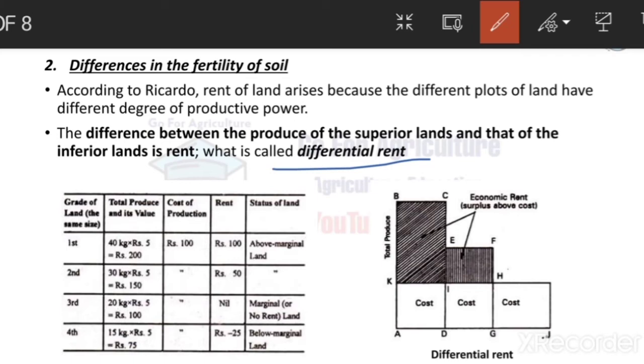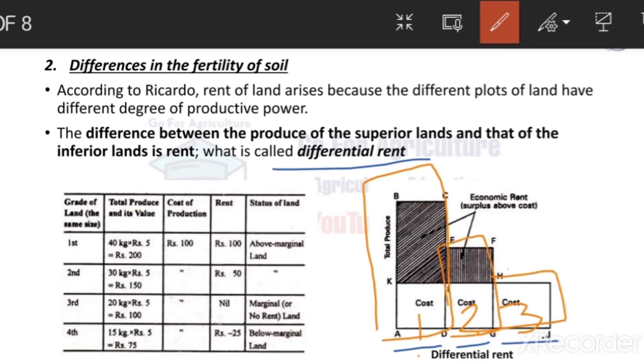So let me explain with this small graph. On the x-axis you can see the land, and on the y-axis you can see its produce. Here three lands are there. Let me name them land 1, land 2, and land 3, for example. Here is the produce of land 1, this is the produce of land 2, and this is the produce of land 3.